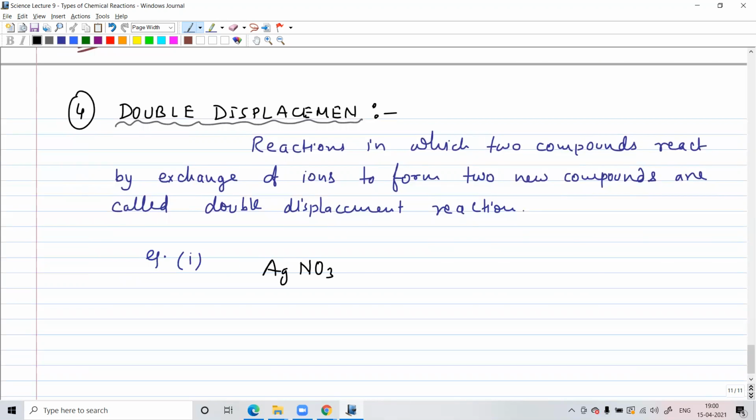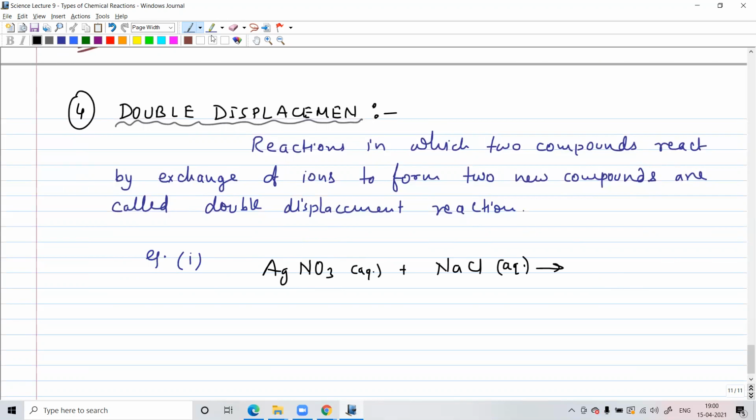Anyone can guess the name? What is the name of this compound? AgNO3? Silver nitride. NO3 is nitrate, okay? Silver nitrate. And this one, NaCl, what is the name? Sodium chloride.